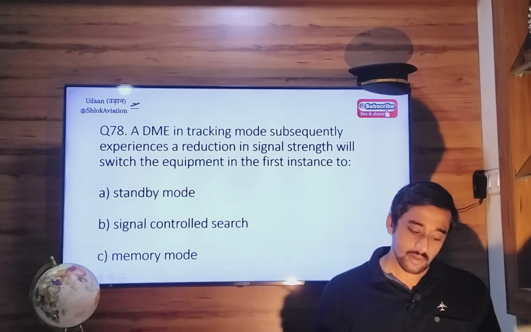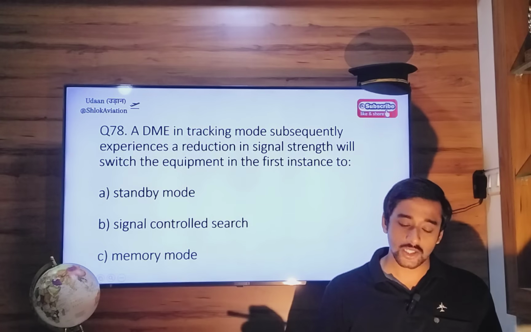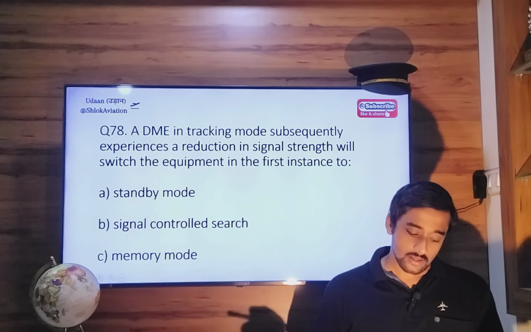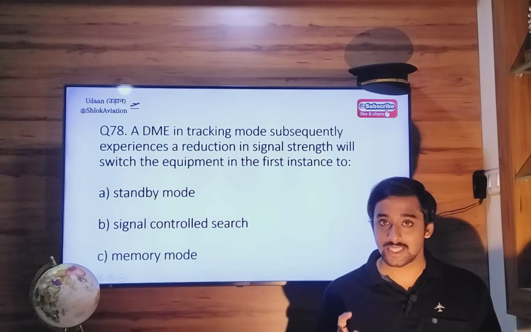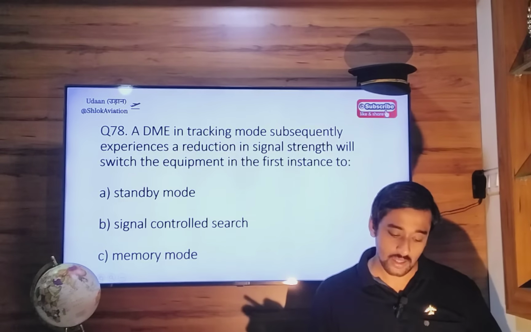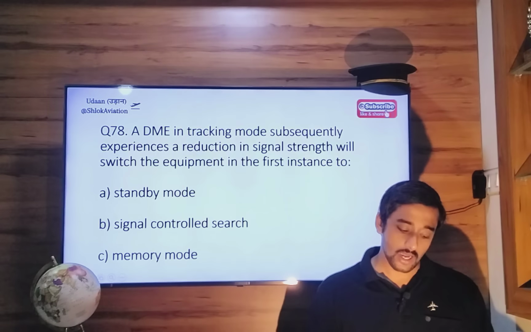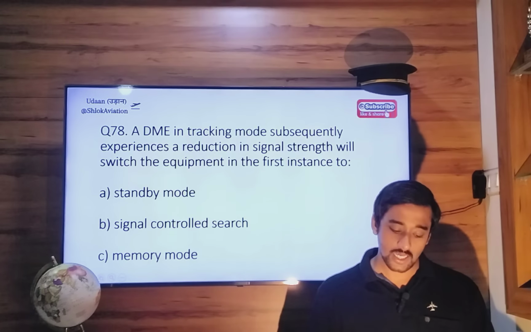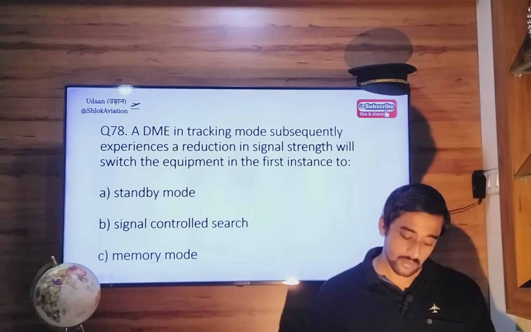78. A DME in tracking mode is subsequently experiencing a reduction in signal strength. This will switch the equipment in the first instance, in the first choice, to what kind of mode? Standby mode, signal controlled search mode, memory mode.